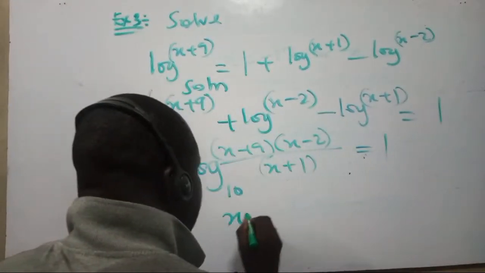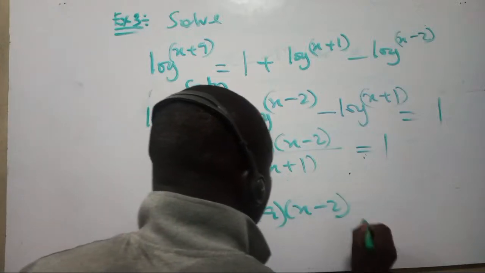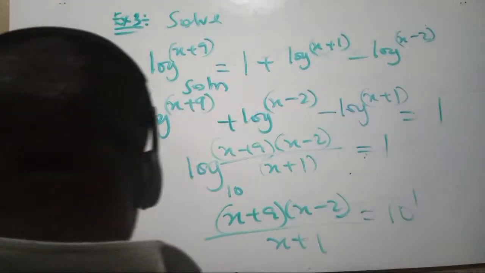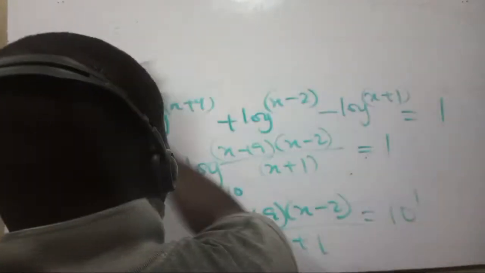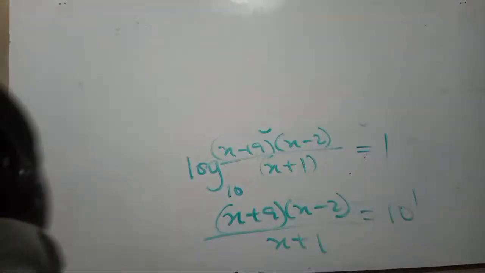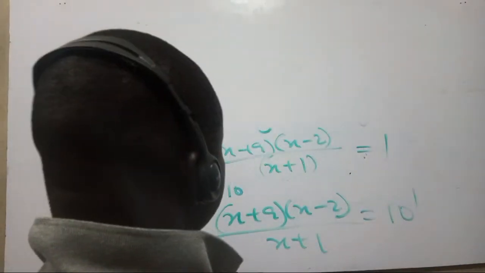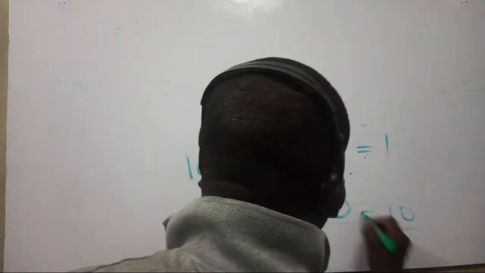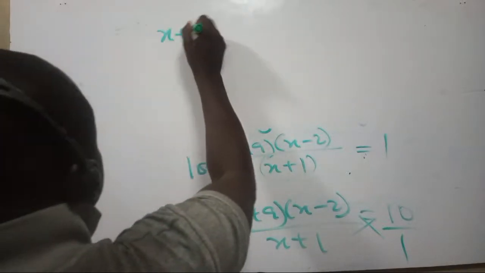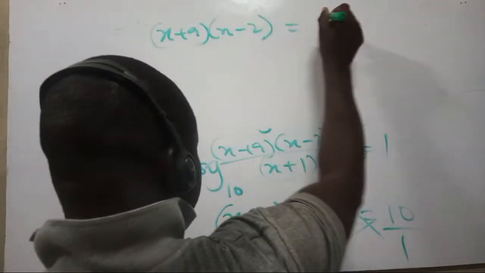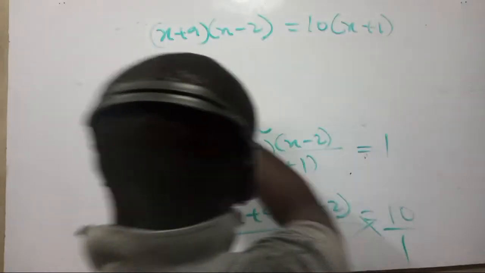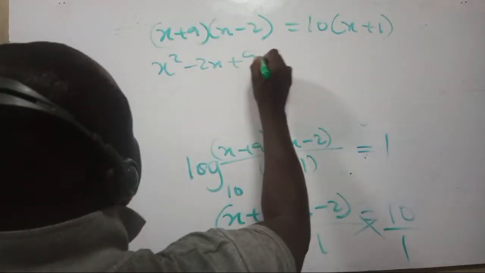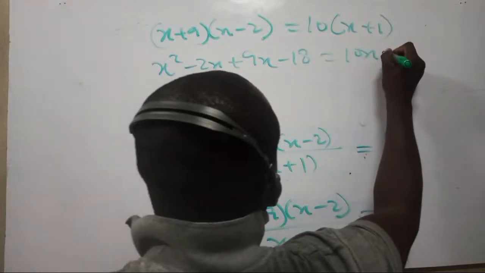That is, I can say (x plus 9) multiplied by (x minus 2) all over (x plus 1) is equal to 10 raised to power 1. This is allowed when we apply the law of logarithm, or how to convert a logarithm to index form. Then 10 raised to power 1 is 10. So I will cross multiply, and I will have (x plus 9) into bracket (x minus 2) equal to 10 multiplied by (x plus 1). So we open up here. I am going to have x squared minus 2x plus 9x minus 18 equal to 10x plus 10.